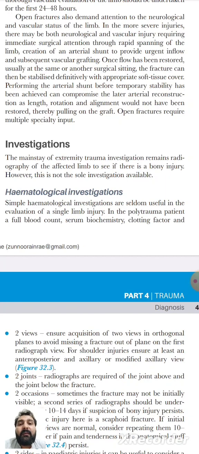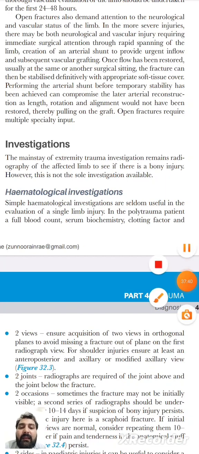If we do the vascular grafting before fixation of the bone, before temporary fixation, that is the external fixation or spanning of the limb, and then we want to span the limb, there can be traction on the vascular graft and it may fail. So first we apply the external fixator, then we do the vascular grafting.